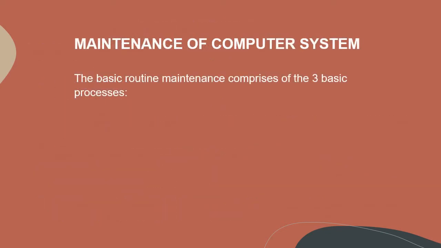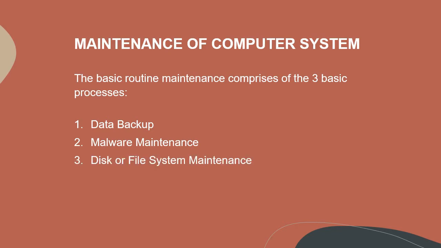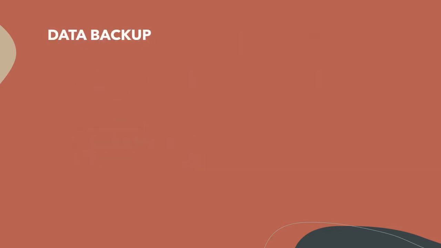The basic routine maintenance of our computer comprises of the 3 basic processes. So we have the data backup, the malware maintenance, and the disk or file system maintenance. Are you all familiar with this? Maybe others have heard backup, malware, disk, or file. Then, if that is so, very good. So we will discuss each of them. Let's start with the data backup.